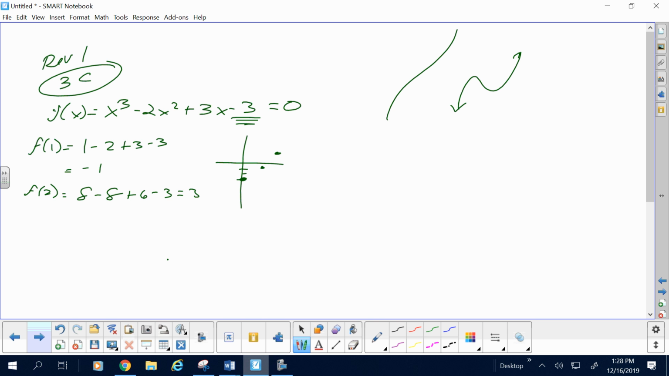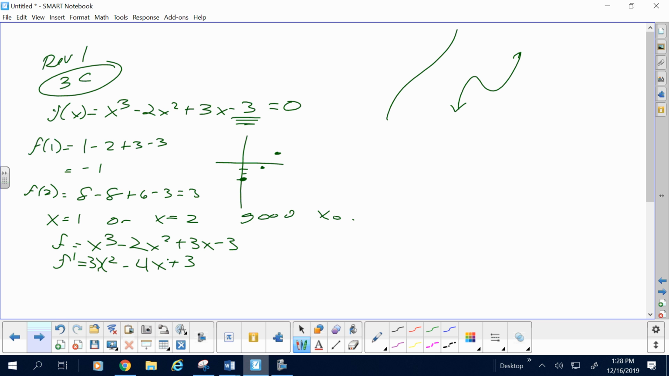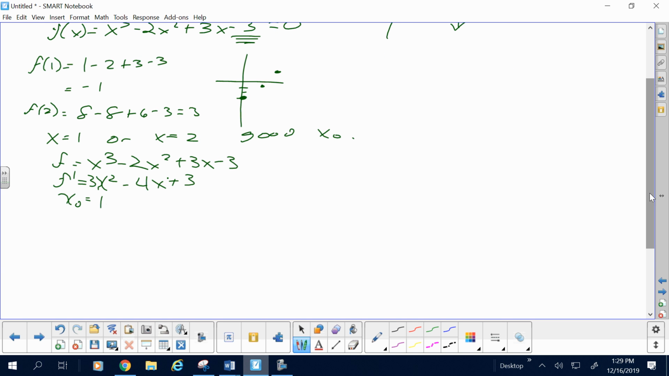So in terms of an initial, I would use either 1 or 2. x equals 1 or x equals 2 is a good x initial. 1's easier to work with, so I'm going to use 1. I know the function is x cubed minus 2x squared plus 3x minus 3. The derivative, for the record, is 3x squared minus 4x plus 3. My initial is 1, and here I go with my first iteration.